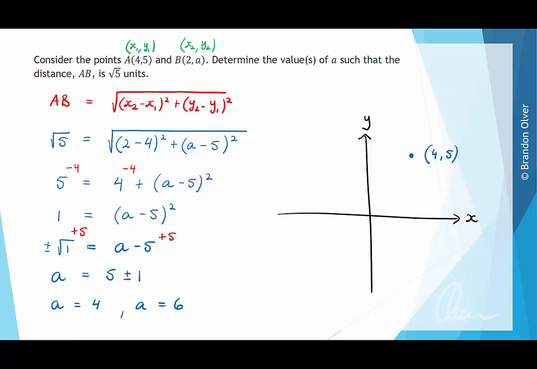And now what we've done is we've found if a is equal to 4, that is going to be this point on the graph. So you're going to have x is 2, and you're going to have (2, 4) is that point. And then if a is 6, we have this point, which is at (2, 6). And in both cases, the distance here to here or here to here is the square root of 5 units in length. So there's 2 points that satisfy the condition that B at (2, a) is root 5 units from the point A, which is (4, 5).